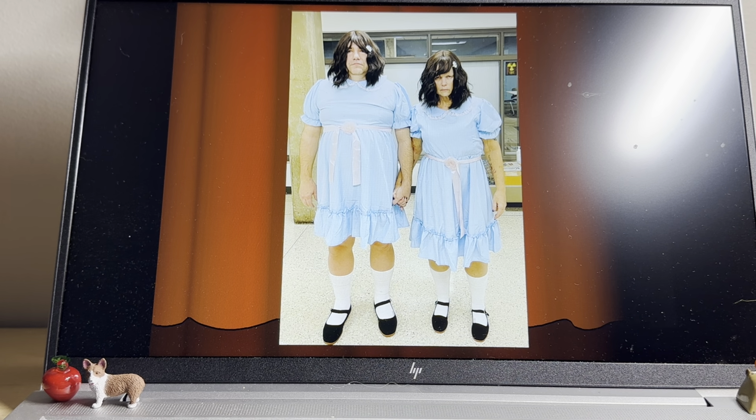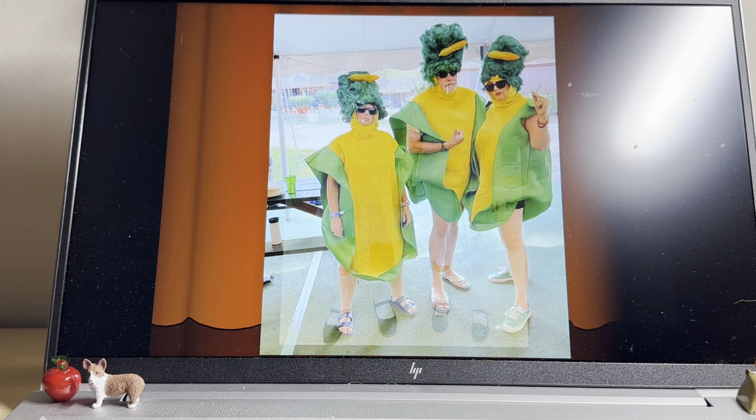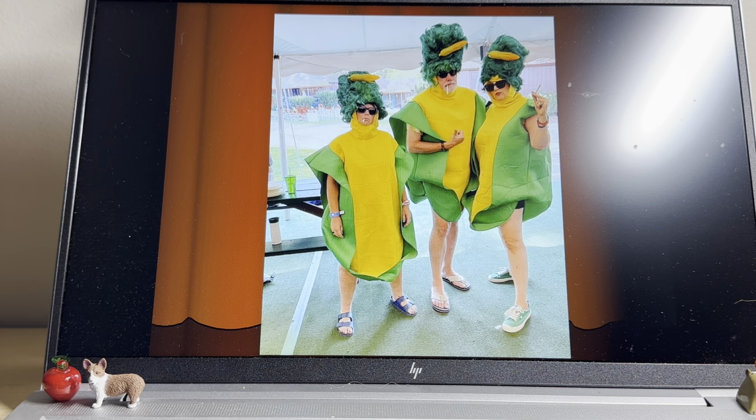I also love dressing up in any type of costume you can imagine. So here I am with my office mate dressed as the Shining Twins. Here I am with some buddies dressed up as Korn, smoking cigarettes for some unknown reason. But if you give me a costume and a wig, I'm going to put it on. I love it.